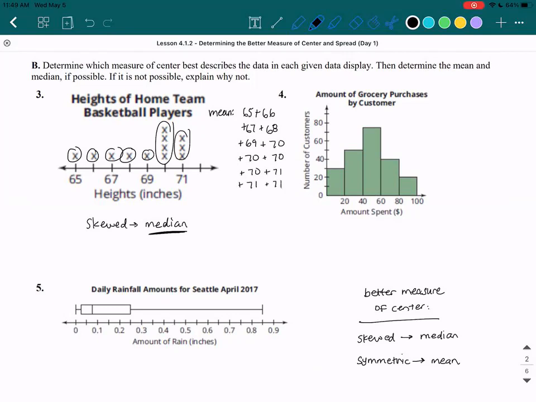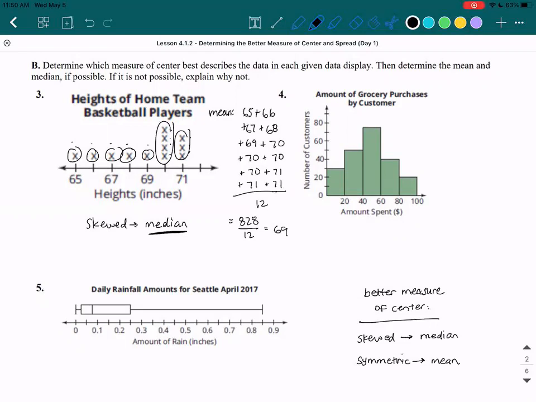And then after you do all that, you have to divide by how many numbers there are, which is 1, 2, 3, 4, 5, 6, 7, 8, 9, 10, 11, 12. 12 numbers. So you just add everything up, divide by 12, and then you get your mean. Once I've added everything up, I get 828. Then I divide by 12, which gives me 69 as our mean.